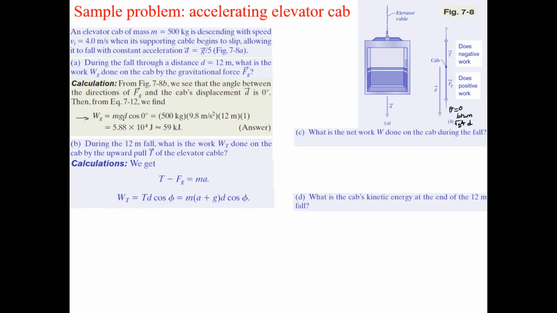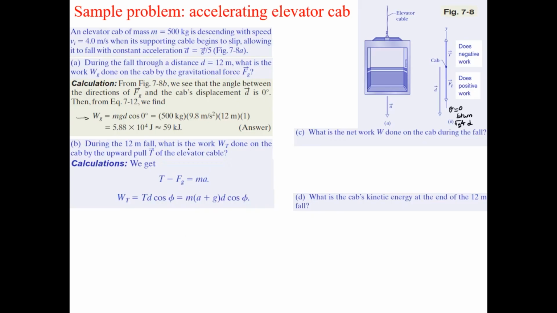So I'm plugging in mg cos 0. Cos 0 is just 1. I'll substitute m, 500 kilograms. d, which is the displacement. We're told that we're going to fall through a distance d equals 12 meters. So we have 12 meters here for the displacement, and we can calculate the work done by gravity. This is equal to 60 kilojoules.